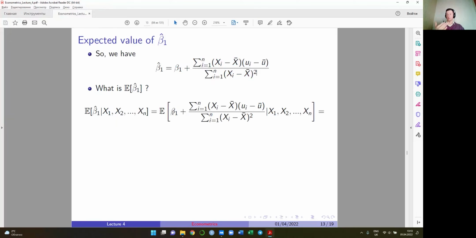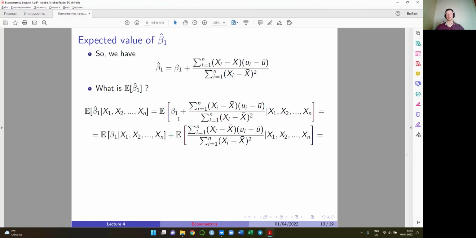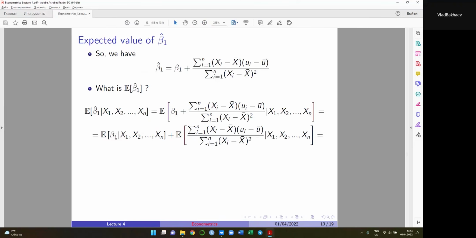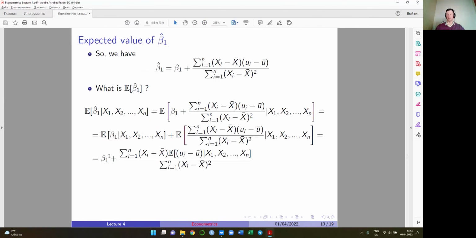And we know that the expectation of a sum is a sum of expectations. Therefore, I can write it as the expectation of beta 1, given x1, x2, and so on, plus the expectation of this term. So beta 1 is a constant. What is the expectation of a constant? The same. It's just a constant. So it's just beta 1.